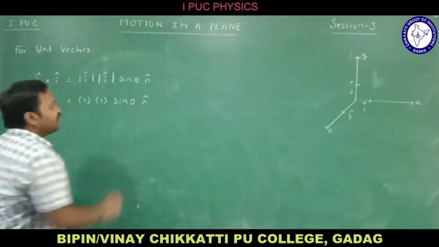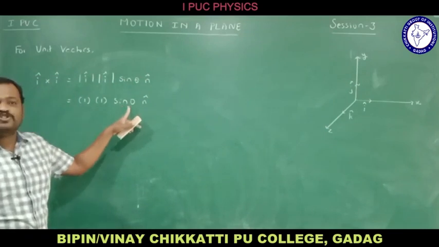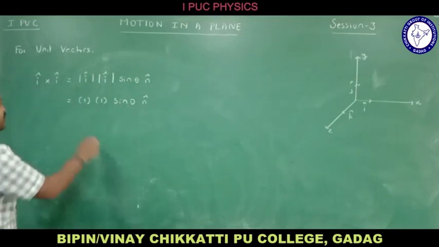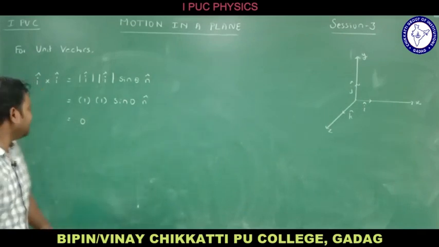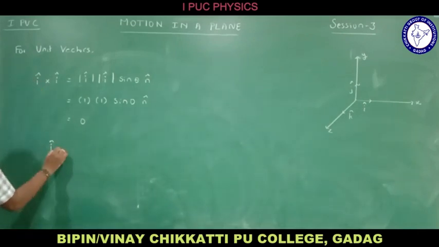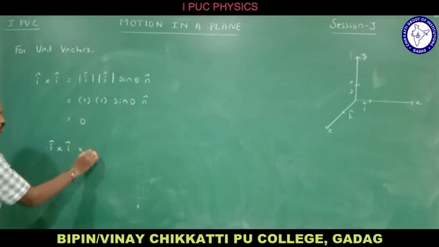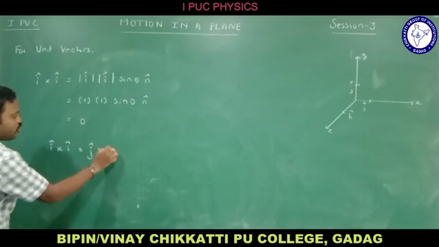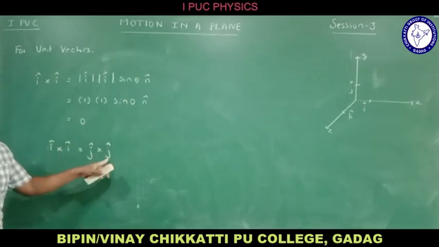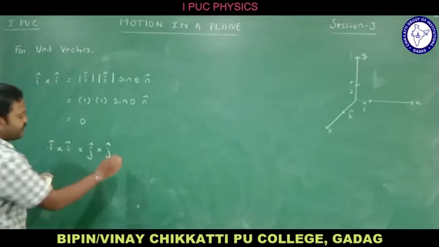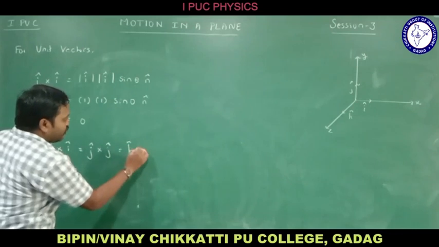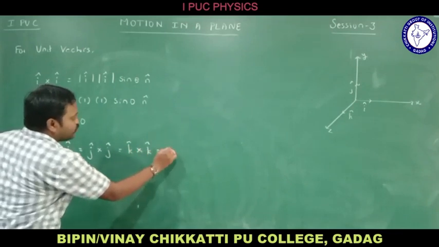And then n cap. So what is the value of sin 0? Sin 0 is 0, right? So the whole term will be equal to 0. Shall I write it like this? That is, I cross I is equal to J cross J, because again the angle between J and J is 0, that is why J cross J is also 0, and that is equal to K cross K, which is equal to 0, right?